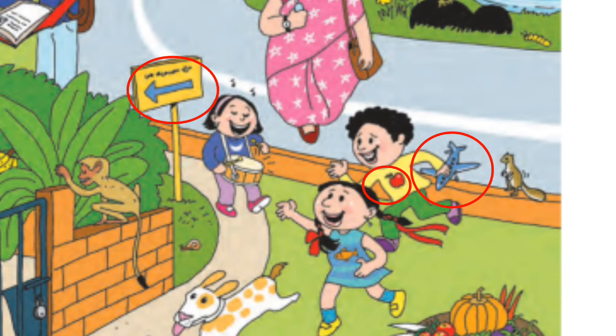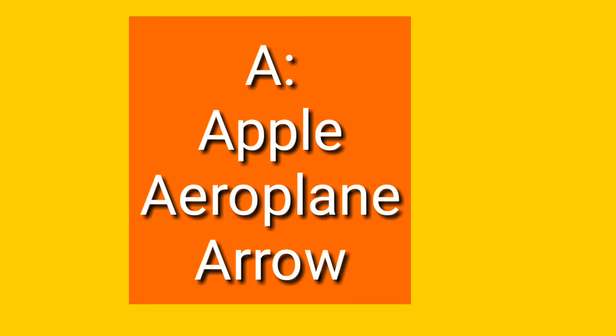In the same way, we can see a board which has an arrow. So arrow also starts with A. So we have got three words, arrow, apple and aeroplane. So write it in your notebook. A for apple, A for aeroplane and A for arrow. There are many words like this. You can find them out.